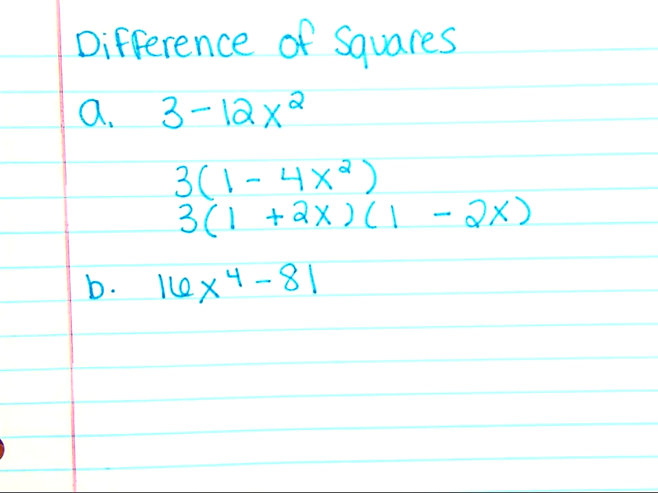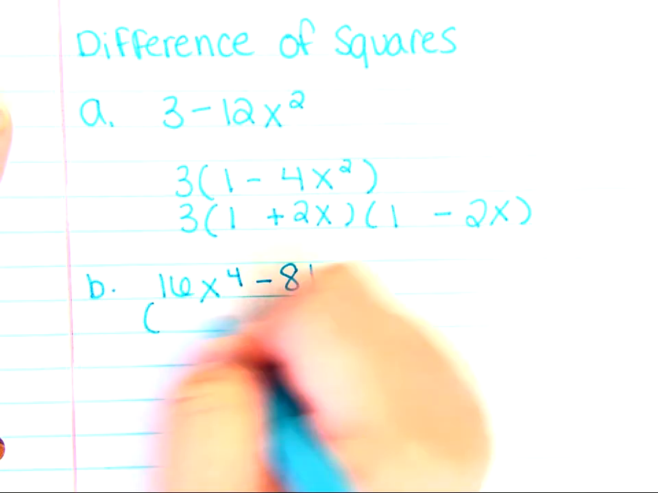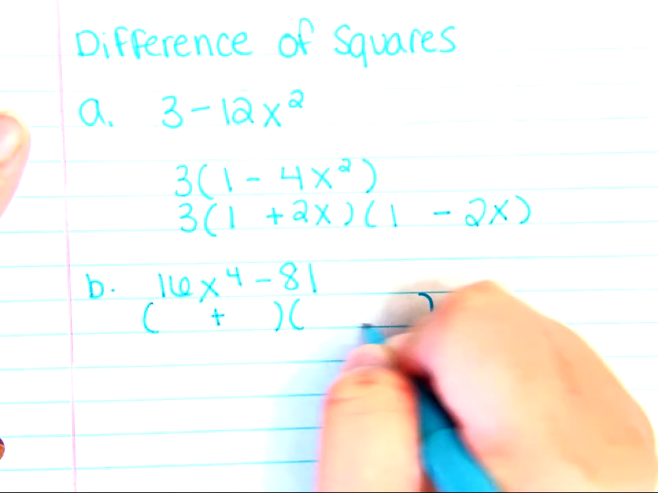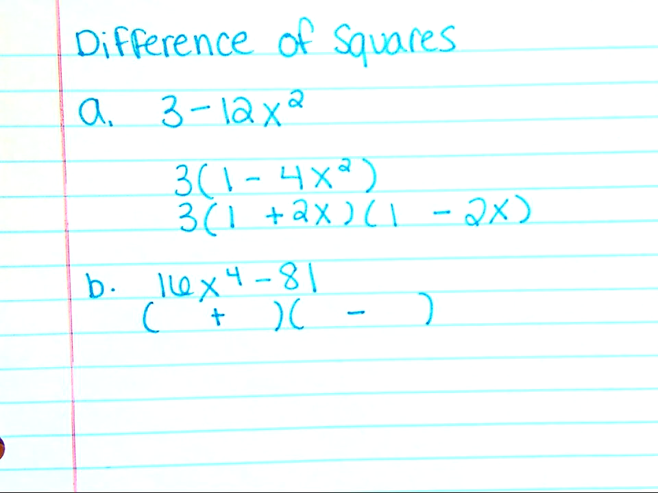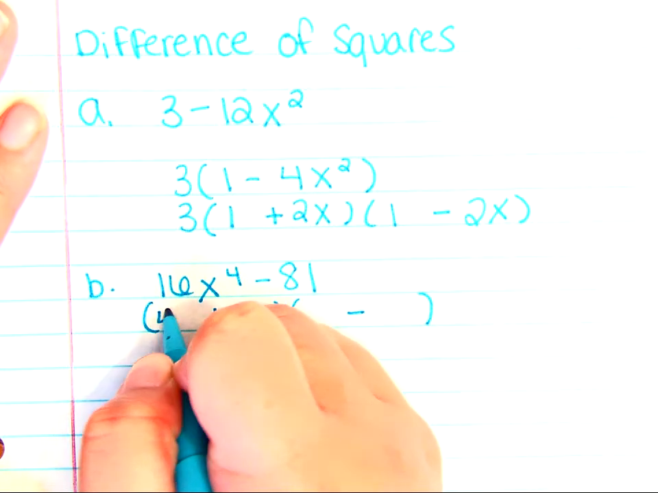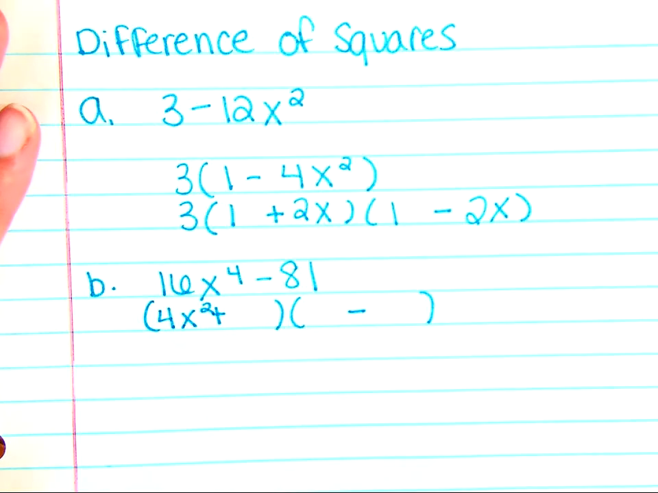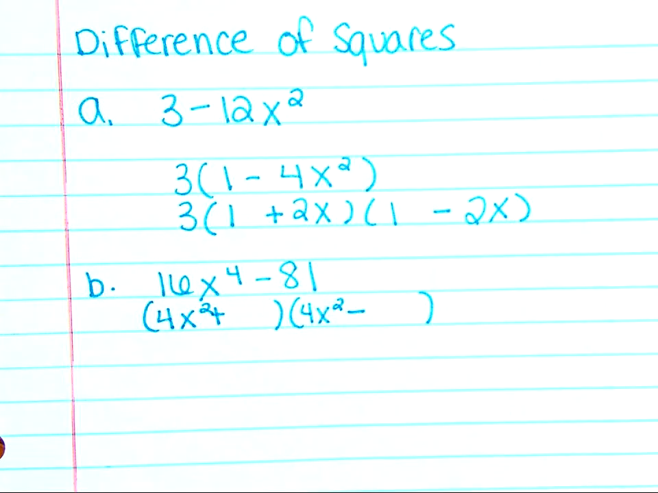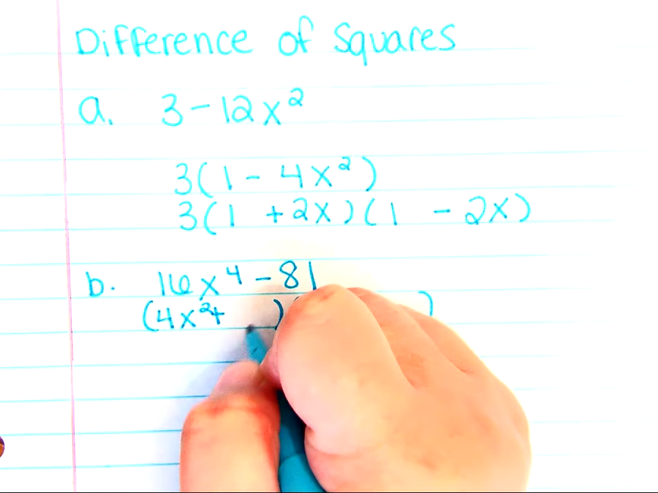16 is a perfect square, x to the 4th is a perfect square, and so is 81. So I know I'm going to have 2 binomials, one's a plus, one's a minus. My first term is whatever I have to multiply by to get that first term, so that is 4x squared and 4x squared. The second term is what I have to multiply to get 81. That would be 9 and 9.